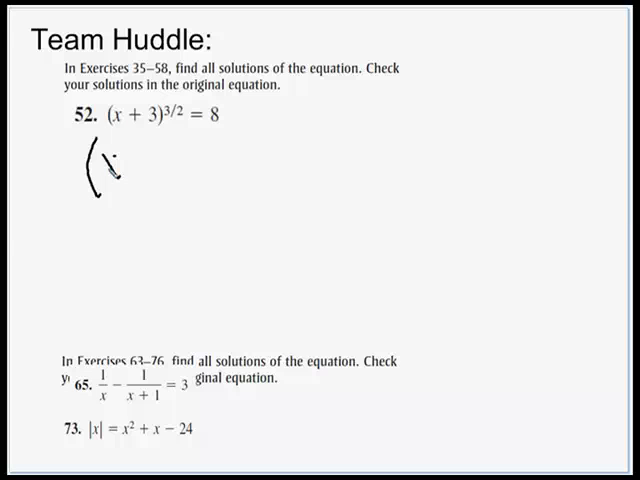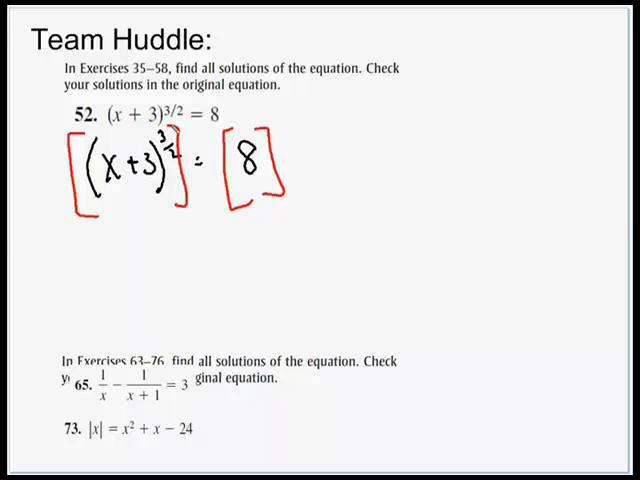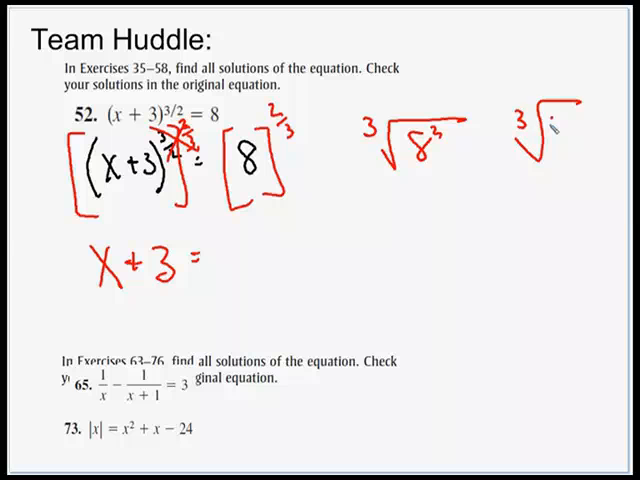So I'm just going to rewrite the problem. (x + 3)^(3/2) = 8. And we want to raise each side to a power to get rid of the 3 halves, and that will just be its reciprocal, 2/3. So these will cancel, and now we just have our x plus 3, and that's equal to 8 to the 2/3 power, or that's the third root of 8 squared. 8 squared is 64, and the third root of 64 is 4. So this is equal to 4.